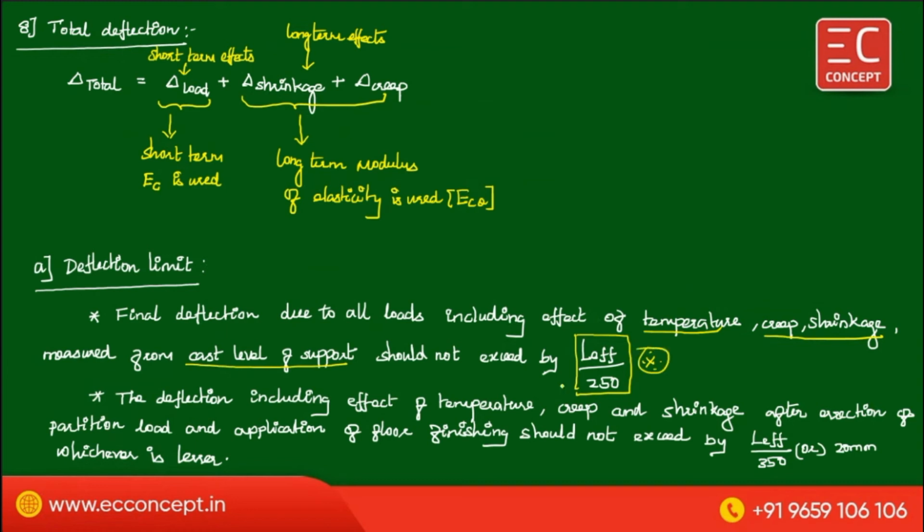Very important examination question. The second one is the final deflection including effect of temperature, creep and shrinkage after erection of the partition. Be careful, after erection of partition load and application of floor finishes, it should not exceed L effective by 350 or 20 mm, whichever is lesser.